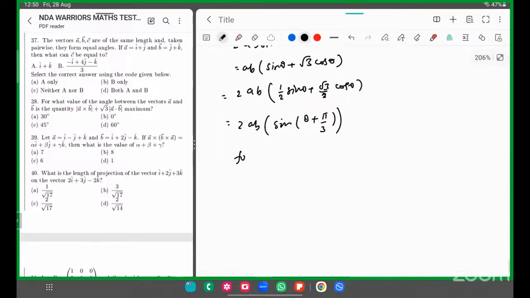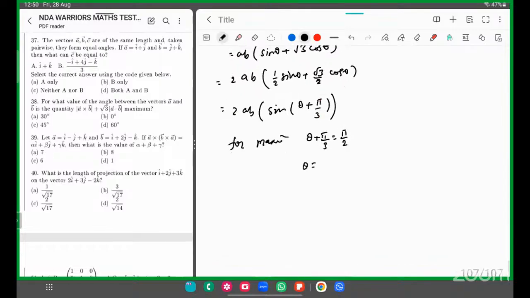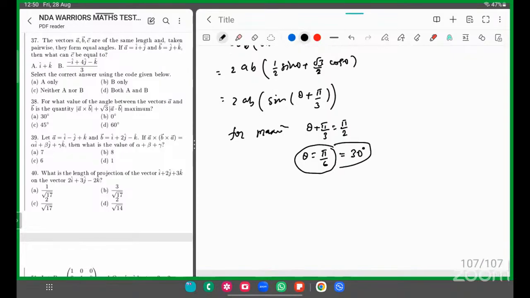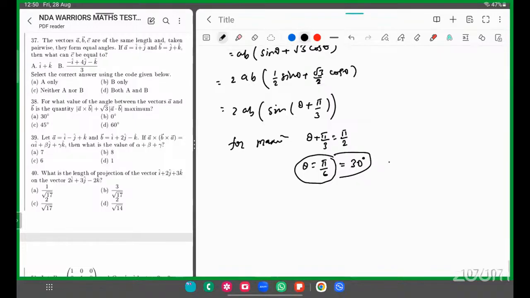So for maximum, theta plus pi by 3 must be equal to 90, pi by 2. So theta should be equal to pi by 6, that is equal to 30 degrees. So option A.